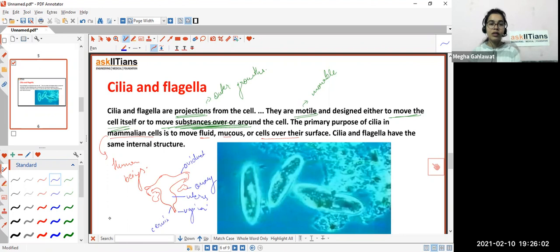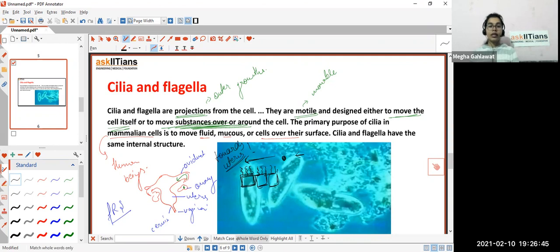This is the female reproductive system, FRS. Since the egg is produced from here, the egg will have to travel through the oviduct. How will the egg travel? If we look at the internal structure of the oviduct, it will have cells like this, and over the cells there will be hair-like projections, the cilia. These cilia help in moving the egg from this direction towards the uterus. That is how they help in the movement of different substances in the mammalian cell.